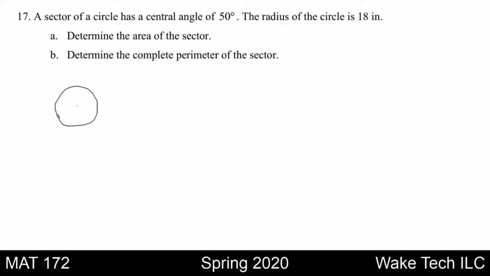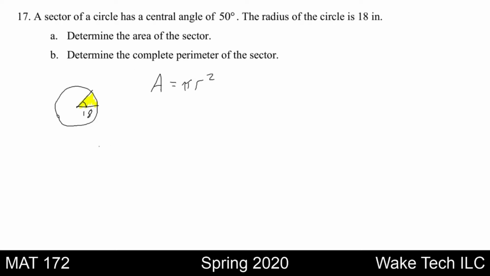So we have a circle right here, and it has a sector that looks something like that. We can even shade the area there. There's a 50-degree angle on the inside, and it has a radius of 18 inches. Now we're supposed to find the area for part A, and the area of the entire circle would be, of course, pi r squared.